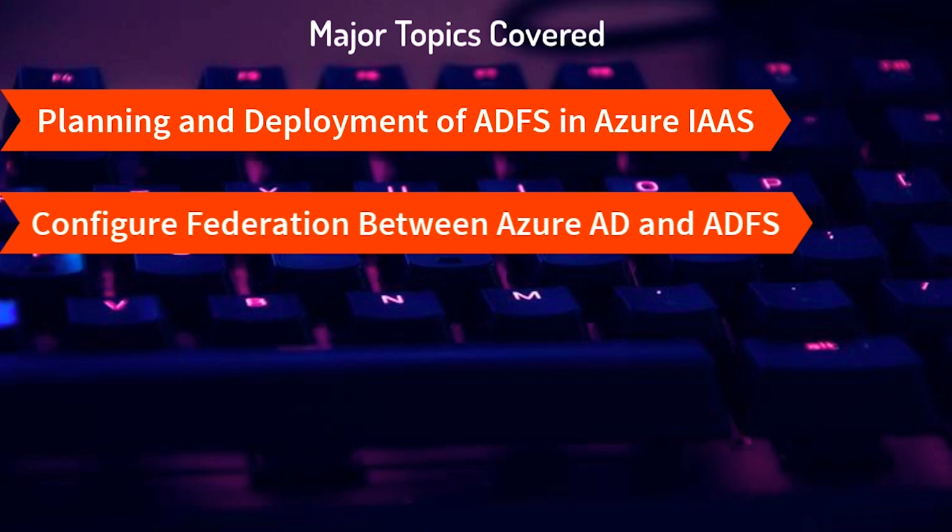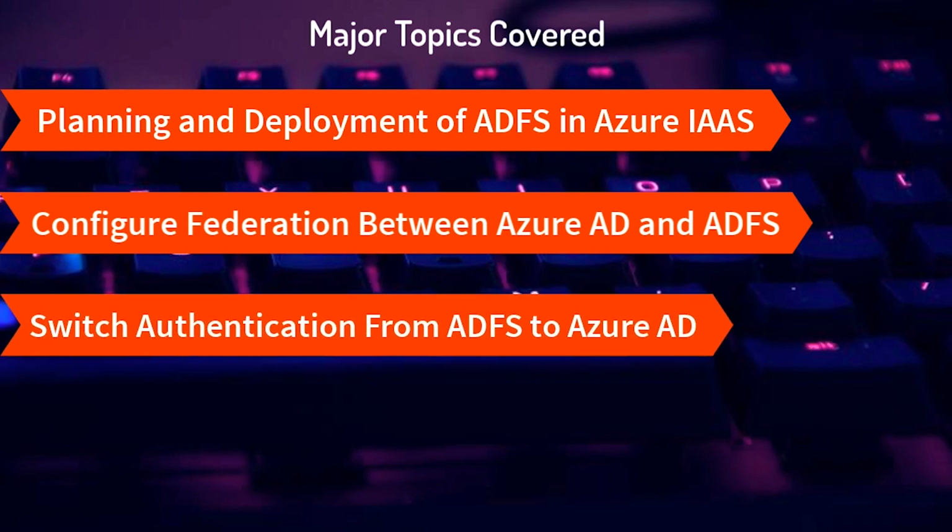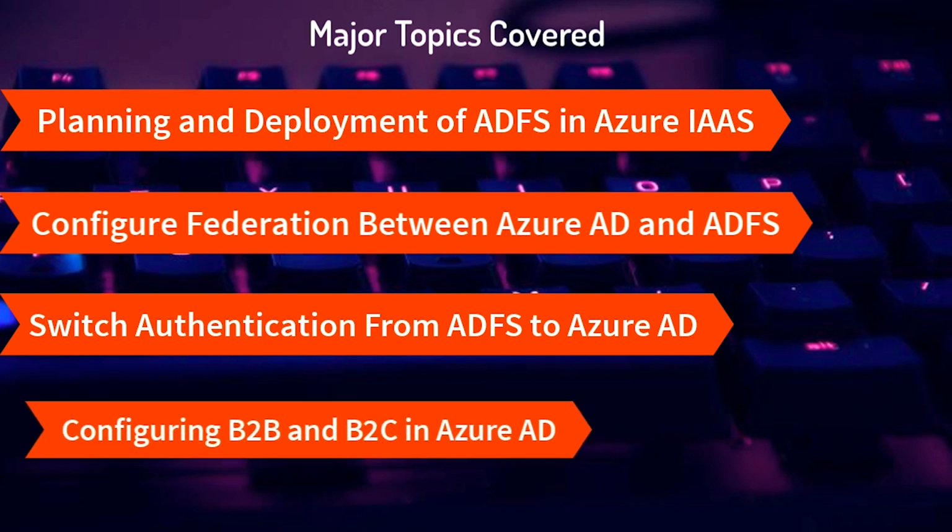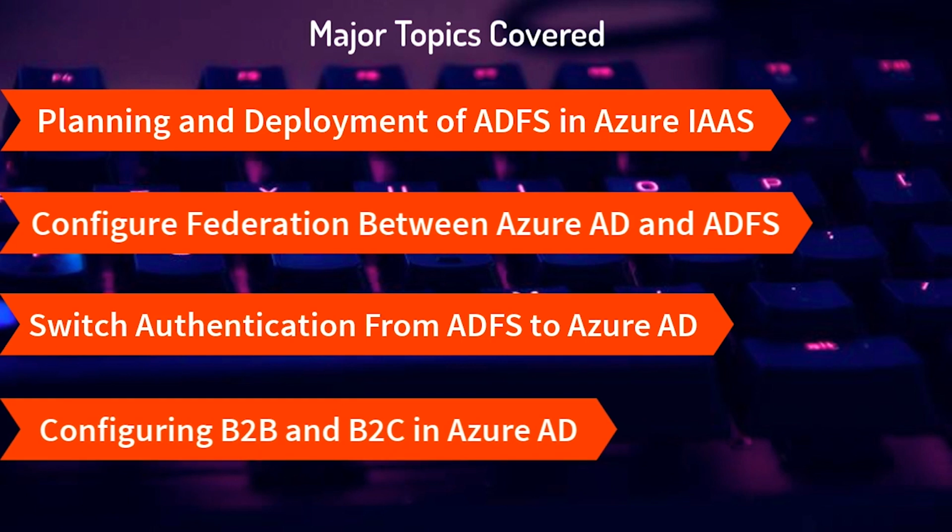You will also learn how to switch from ADFS to Azure AD for authentication by using password hash synchronization, which is known in short as PHS, and pass-through authentication, or PTA. And at last, you will see how to configure B2B and B2C, which is business to business and business to customer, in Azure AD, to allow external parties to access your applications and collaborate together to work on projects.